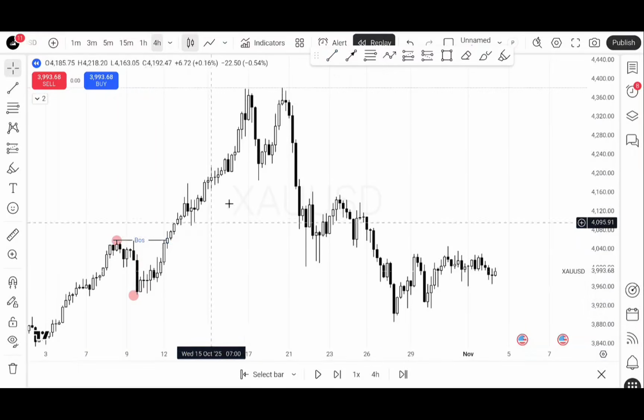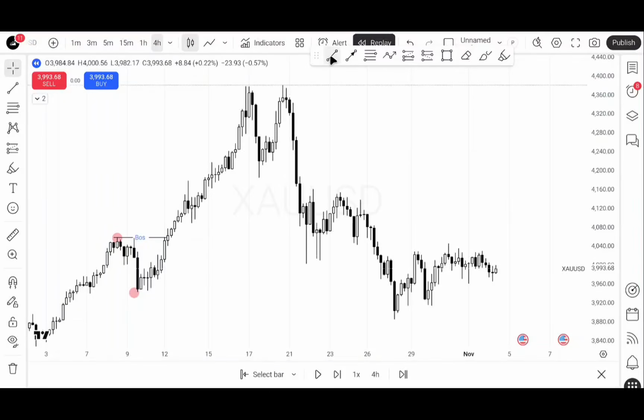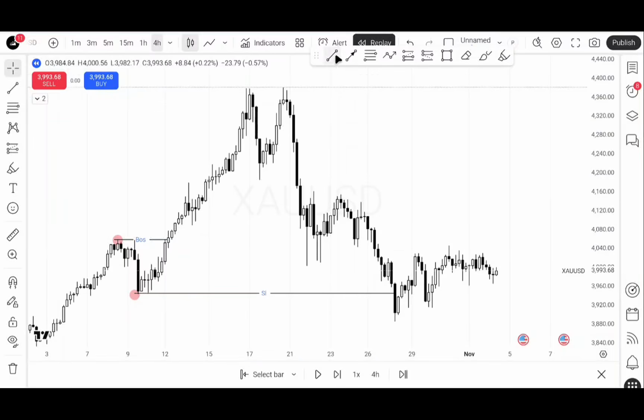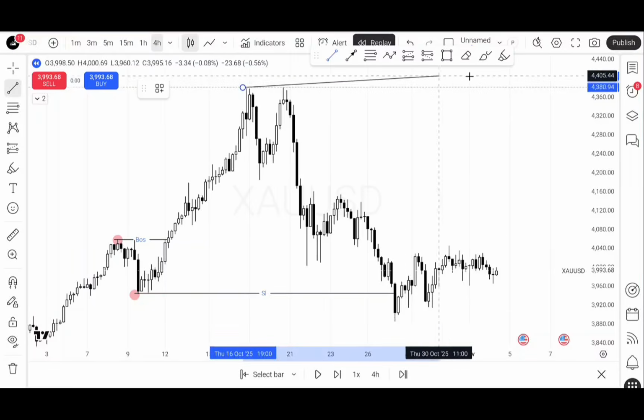This becomes our break of structure. This here becomes our swing low, the lowest point of the trend. As simple as that. Then after that, what do we do? We mark out the highest point of the trend.